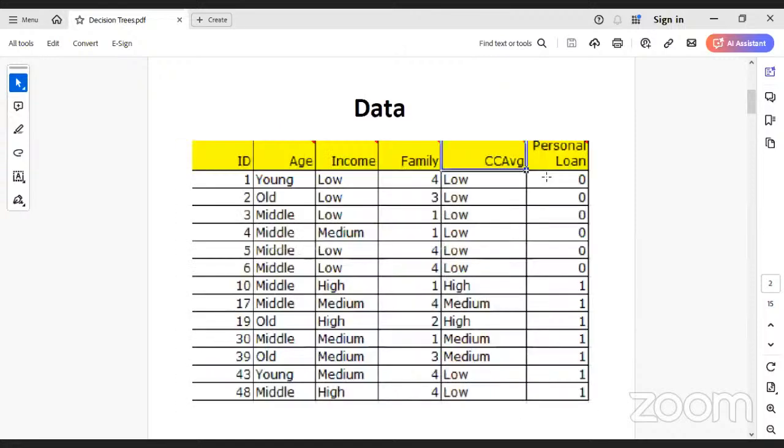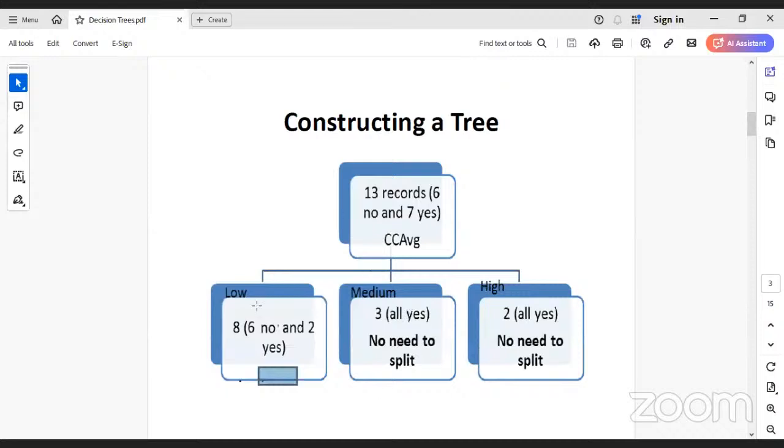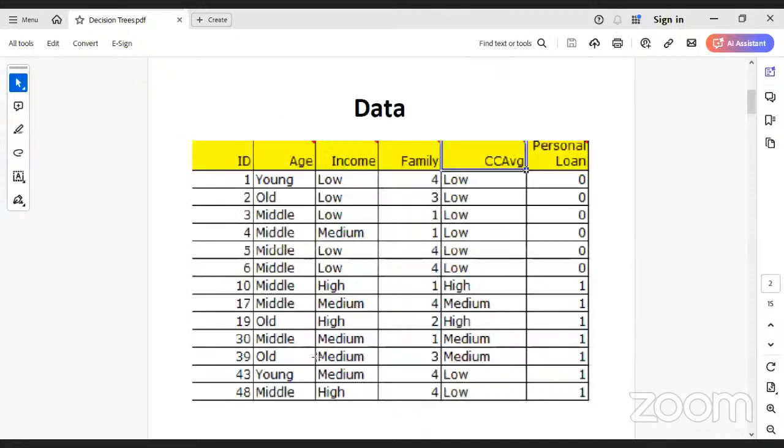Now how is the CC average column divided? It is divided into three categories: low, medium, high. If we look at the low category, we have 8 records. Those 8 records are classified into 6 records of class 0, that is no, and 2 records of class 1, that is yes. So this is how we have written total 8 records, 6 records of no, and 2 records of yes.